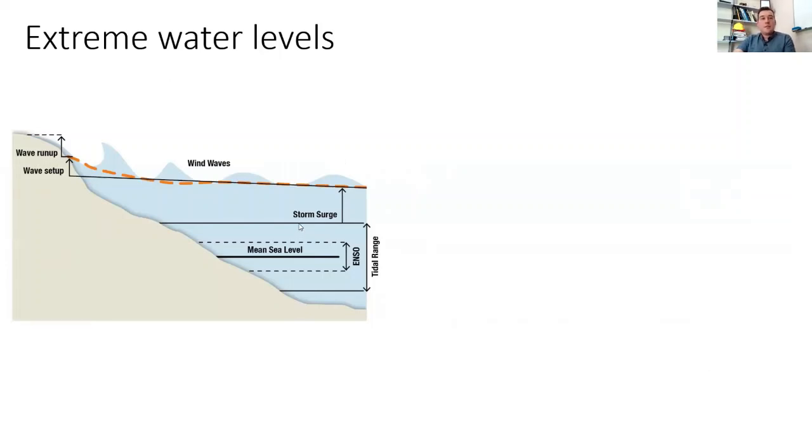If we have a storm event that occurs, we can get storm surge on top of a high tide, which would cause extreme water levels, and then obviously wind waves, as they go in towards the coast, they break and pile water up against the coast and are able to run up and cause higher total water levels at the coast.